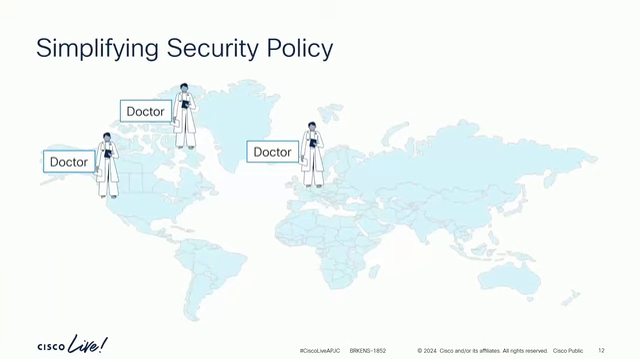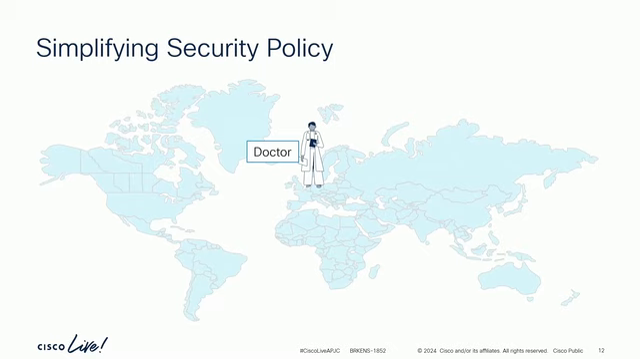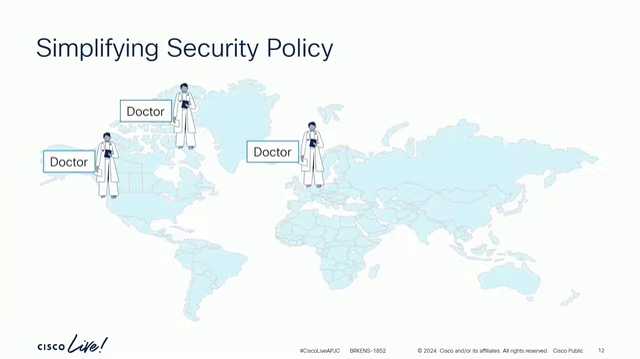So let's talk about how we simplify the security policy. So we've got these individual entities, just as an example. We've got some doctors, and it doesn't really matter where they are. It's around the globe somewhere, and they're doctors.